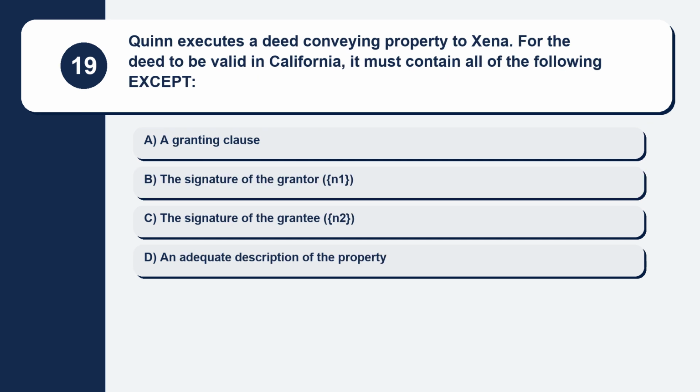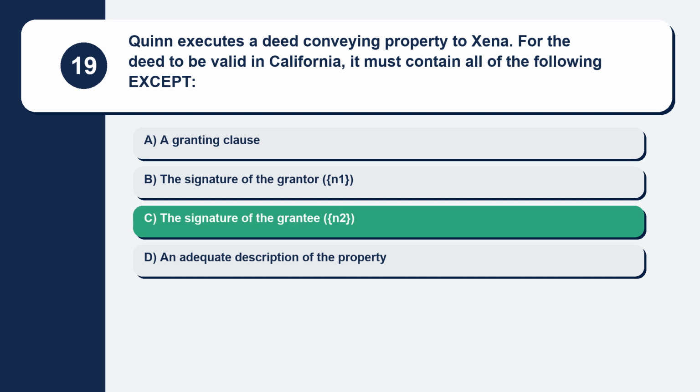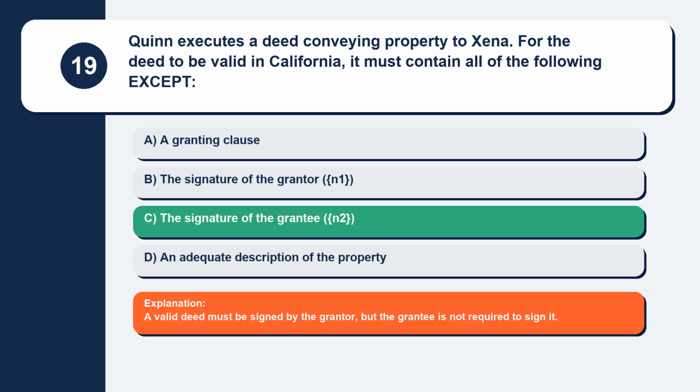Question 19. Quinn executes a deed conveying property to Zena. For the deed to be valid in California, it must contain all of the following except. Here are your options. Option A, a granting clause. Option B, the signature of the grantor. Option C, the signature of the grantee. Option D, an adequate description of the property. The correct answer is option C, the signature of the grantee. Explanation. A valid deed must be signed by the grantor, but the grantee is not required to sign it.